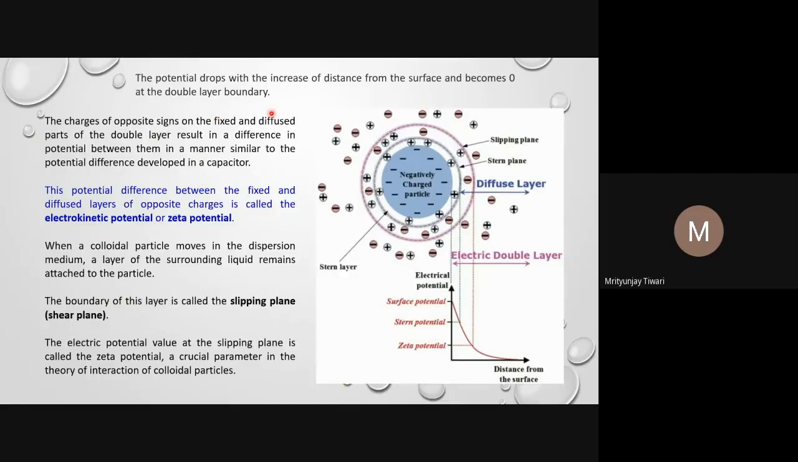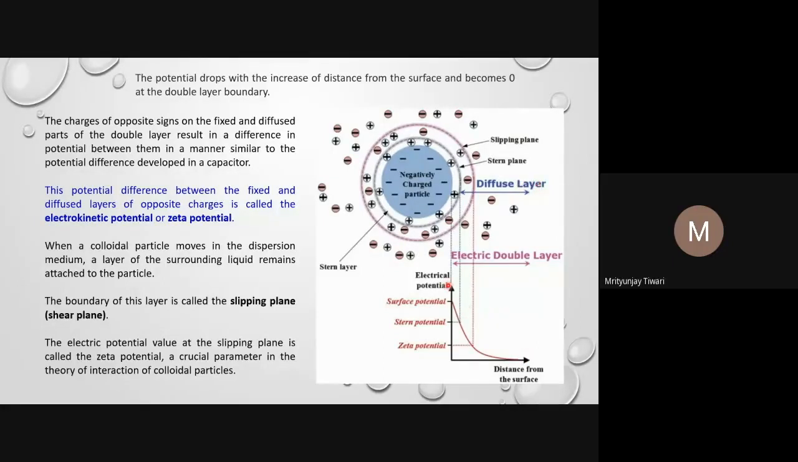The potential drops with increase of distance from the surface and becomes zero at the double layer. So what we see is that the potential drops with increase of distance from the surface. The surface has the highest potential, the highest negative potential, and as we go away, this negative potential drops and drops, and it becomes zero at the end of the diffuse layer.